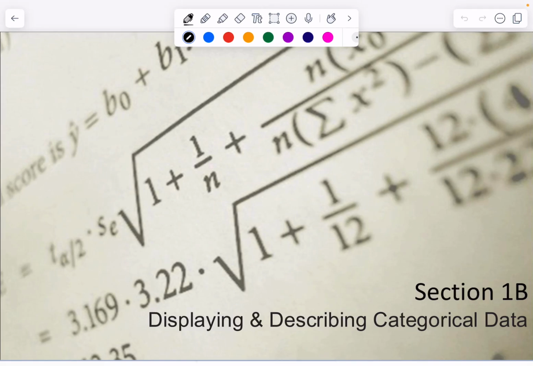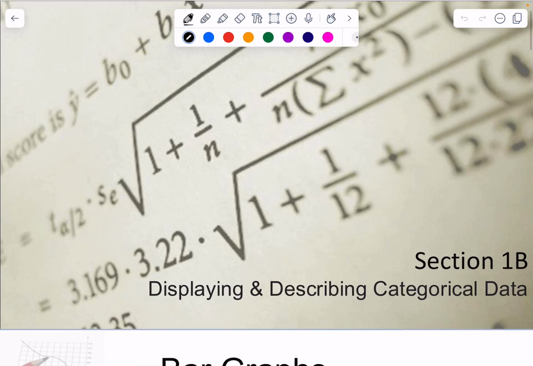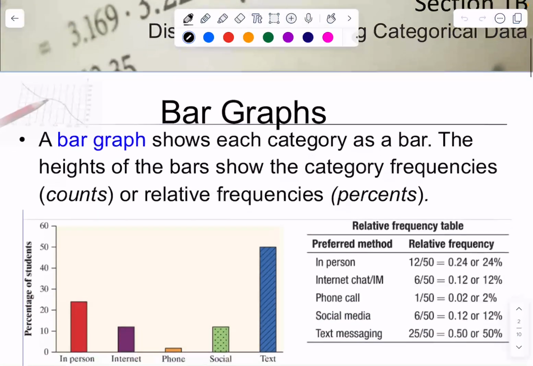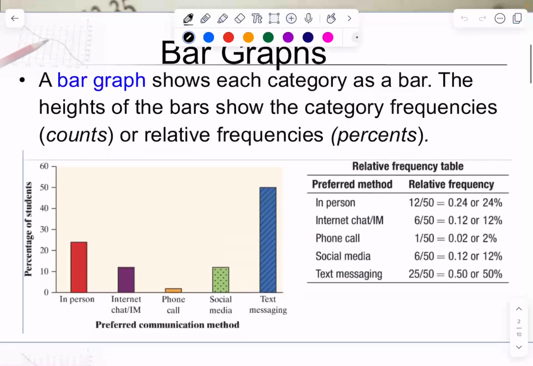All right, so today we're going to talk about section 1B, displaying and describing categorical data. We're going to start off with our first type of categorical display, and it's important to note that every graph we talk about today is specifically for categorical variables. We talked last week about the difference between categorical and quantitative, so we need to make sure that we can differentiate between the two.